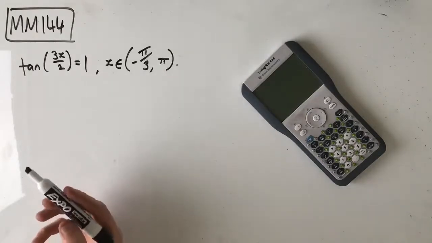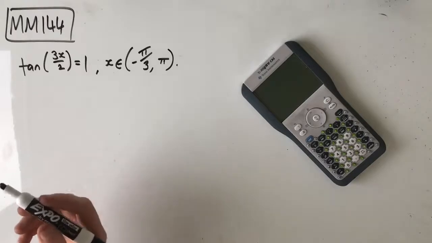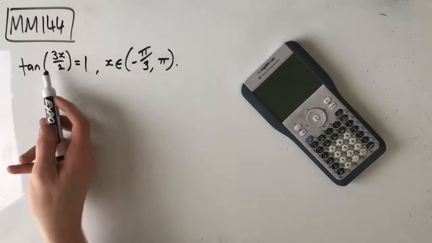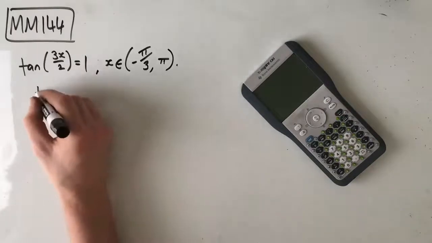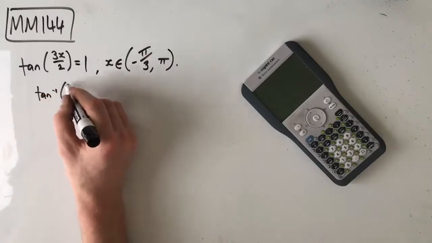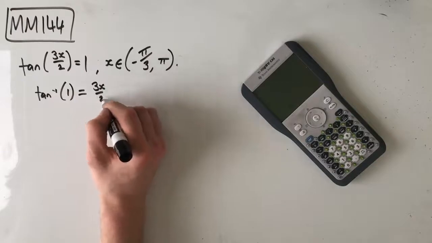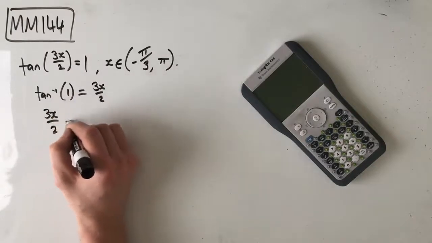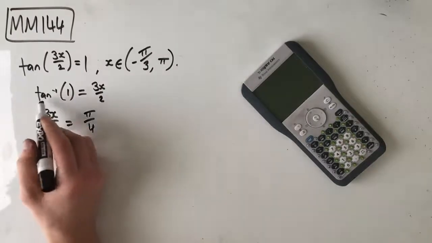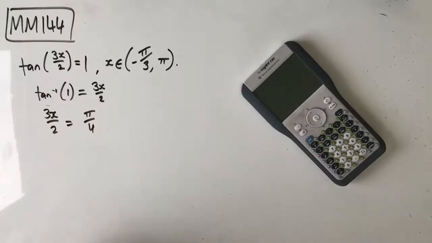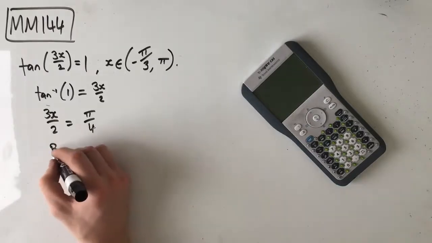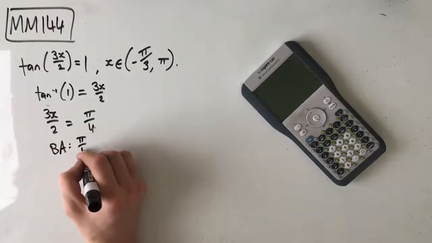Sweet. So as always guys, first thing is to work out our base angle of 3x/2, or whatever's inside the brackets. To do that, we do the inverse tan of 1, which is equal to 3x/2, which means 3x/2 is equal to π/4. So guys, the inverse tan of 1 is π/4. As always, if you're not familiar with that, please go over and revise your unit circle stuff. So our base angle is π/4, okay?